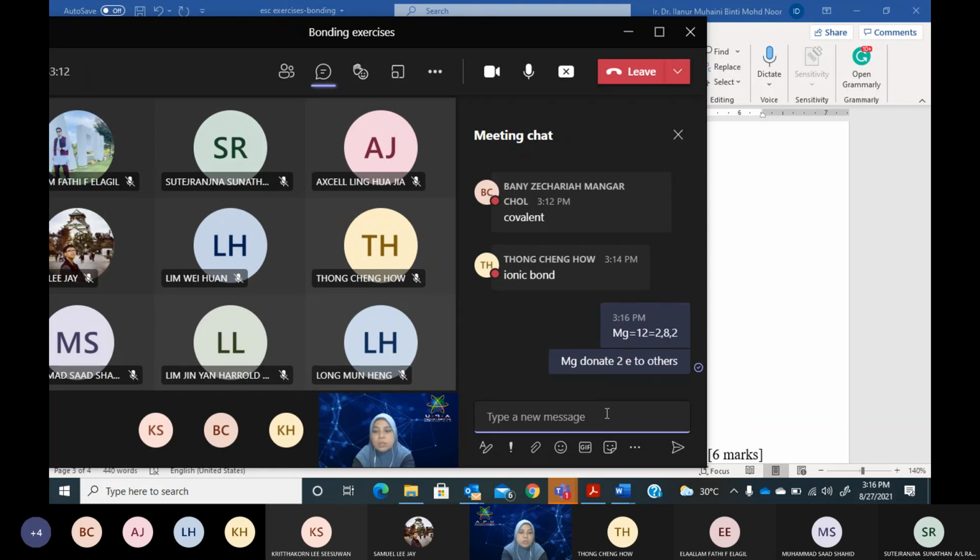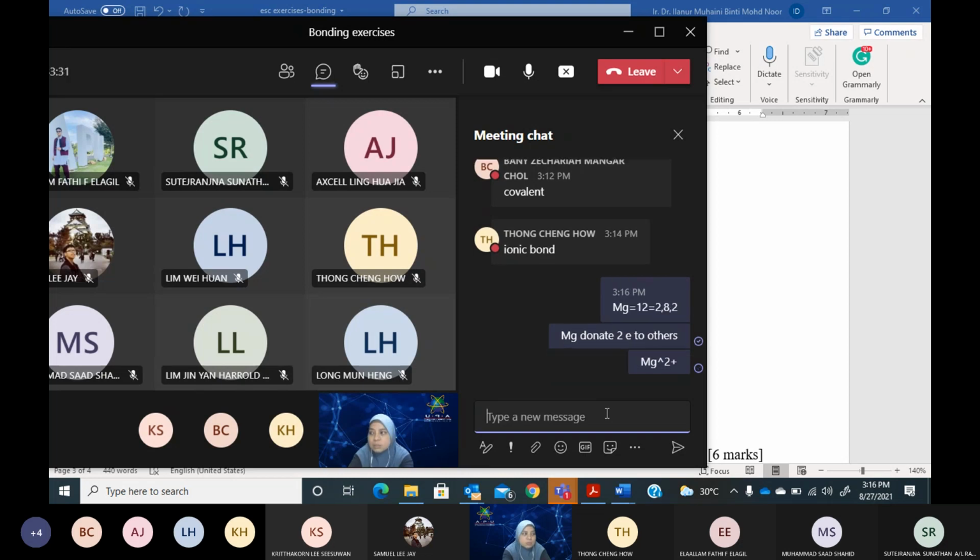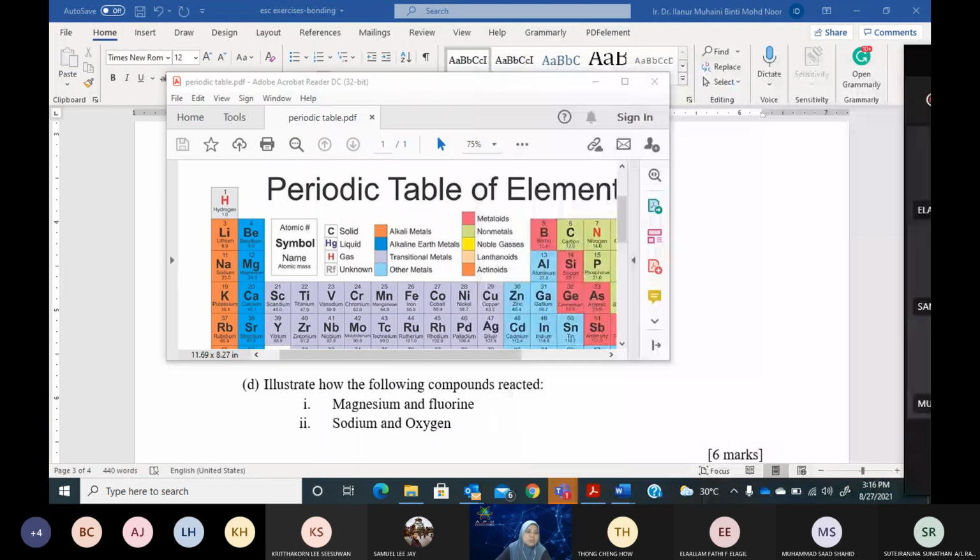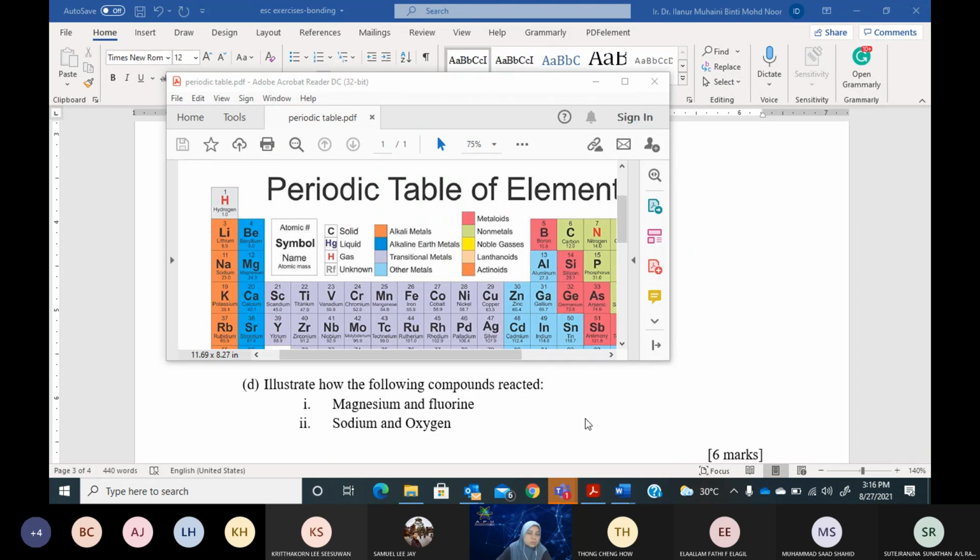So when donating 2 to others, the formula becomes Mg to the power of 2 plus. Correct or not? When you give, you minus, supposedly, but in the formula it is plus. So Mg becomes Mg2+ to bond with the fluorine. First you jot down like that. Okay, about the magnesium.